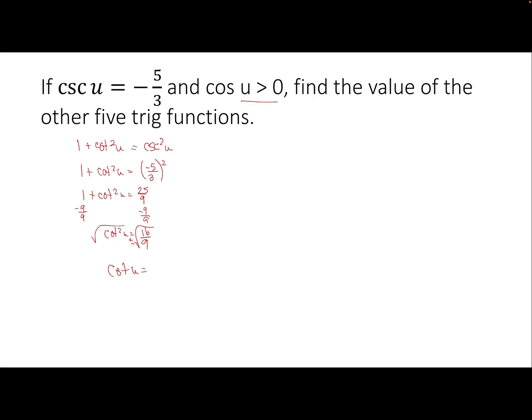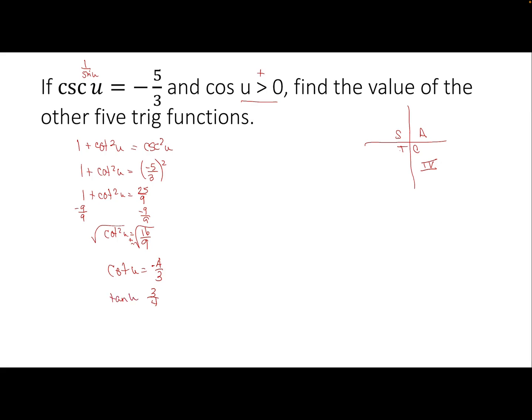So we ask ourselves, okay, if cosecant, 1 over the sine of u, is negative and the cosine is positive, which quadrant do we have to be in? Well, all students take classes, all are positive. Sine is positive, tangent is positive, cosine is positive. If the sine is negative and the cosine is positive, we have to be in quadrant 4. That makes the tangent negative. So we'll have a negative 4/3 for the cotangent, and a negative 3/4 for the tangent.